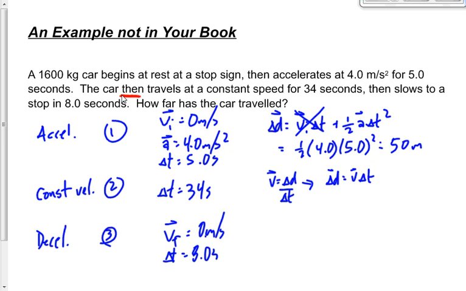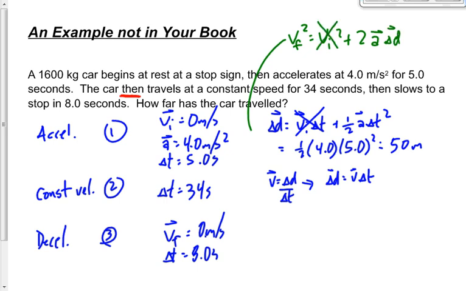Now, at the end of stage 1, it's moving at a certain speed. That's going to be the speed that it moves at in stage 2 the whole time. So let's get VF in stage 1. And we can do that. There's a couple of different ways we can do this. VF squared is equal to VI squared plus 2AD is one of them.